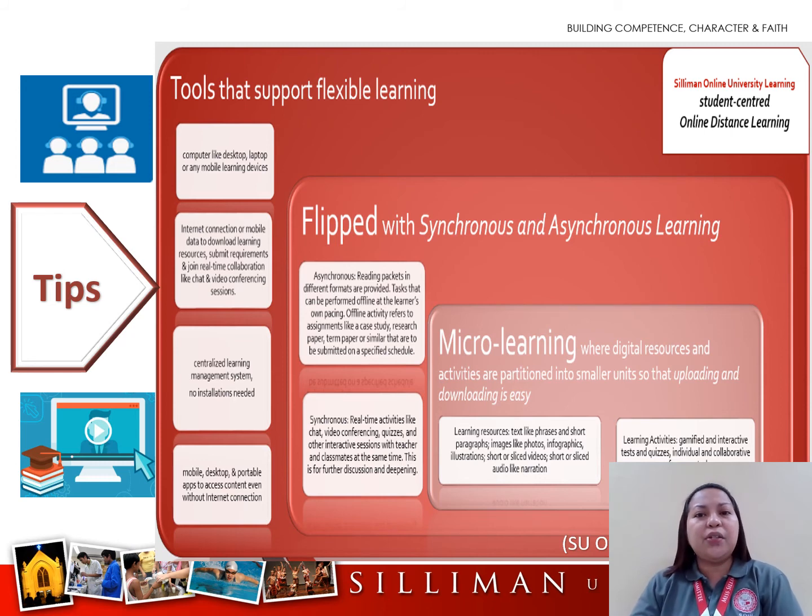So the ODL system of Silliman lives by the principles of flexible learning, flipped learning, and microlearning. We should understand that flexible learning tools are essential in order for us to maximize learning in ODL. In this case, flexible learning tools come in the form of a computer, internet connection, centralized learning management system, and even portable apps in the absence of the internet. By the way, we are still working on portable apps to cater to students who are still having a hard time with their internet connection.